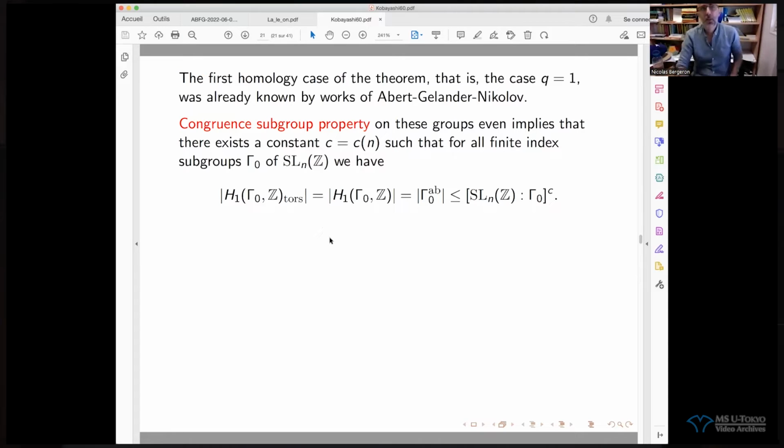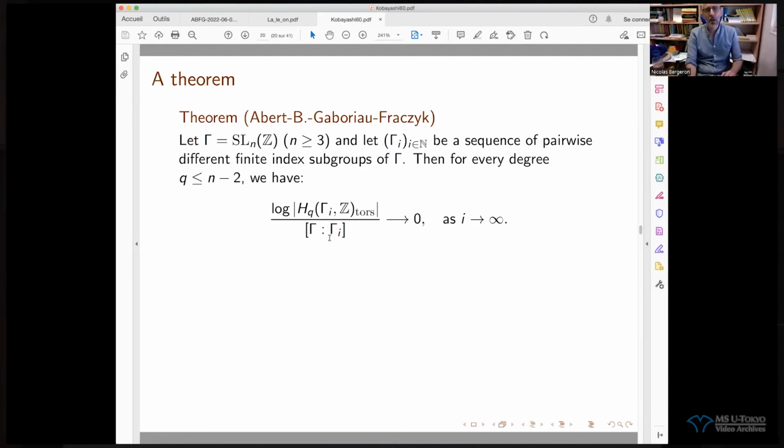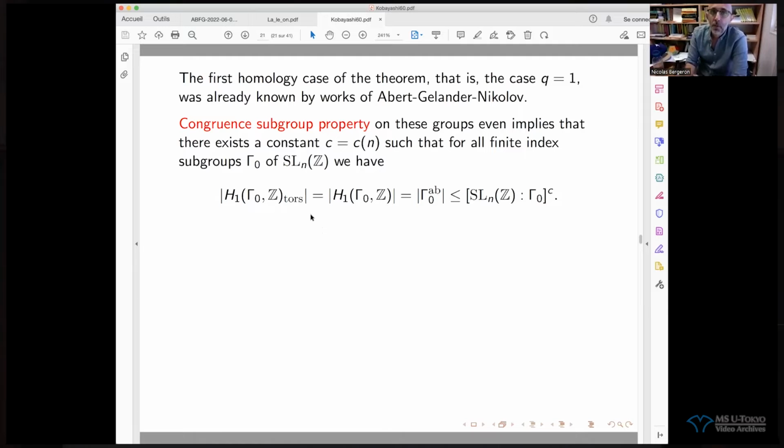Let me first say that the first case of this theorem is the case where Q is equal to 1, so the case of the abelianization. Then it's been well known for a long time that there is no free part in the homology, but you can still wonder: is there torsion, is there a lot of torsion or not? And in this case, it was already known that it is sub-exponential.